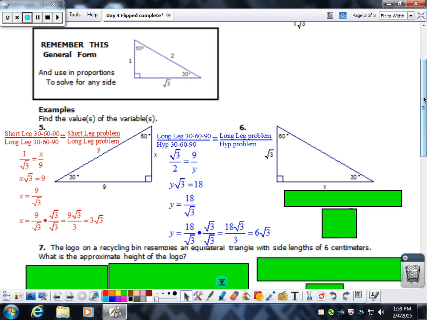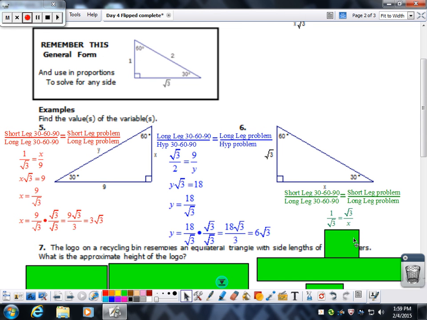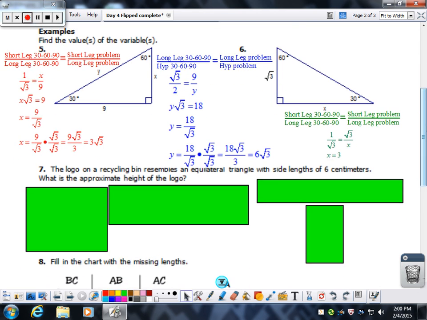In 6, we're just looking for x, which in this case is going to be the longer leg. So we're doing short leg over long leg and short leg over long leg. So 1 over the square root of 3 is equal to the square root of 3 over x, which means x equals 3, because square root of 3 times square root of 3 is the square root of 9, which is a perfect square, and it is 3.